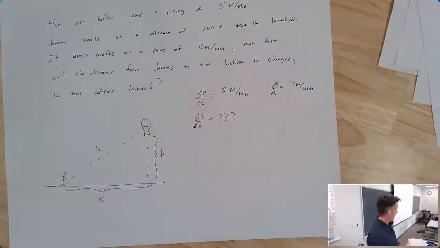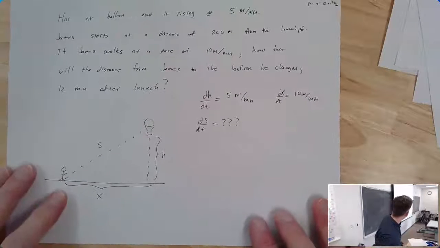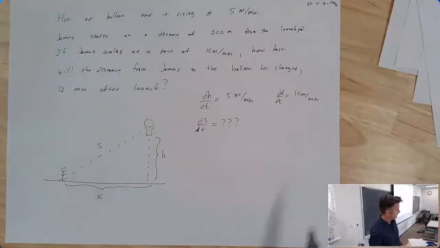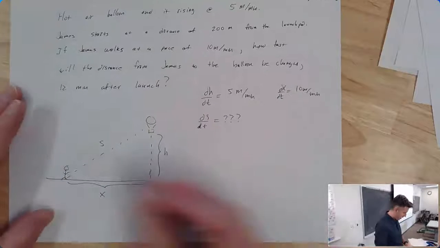Now, I would venture a guess, although I'm not 100% sure, but I would be willing to bet that I'm going to end up getting ds/dt being negative. Since I'm walking faster than the thing is rising, it's not unreasonable to think that I'm going to be closing in on this, at least at the moment of time we're looking at. So it's very possible that ds/dt is going to be negative. It's totally fine. So then we still write our equation.